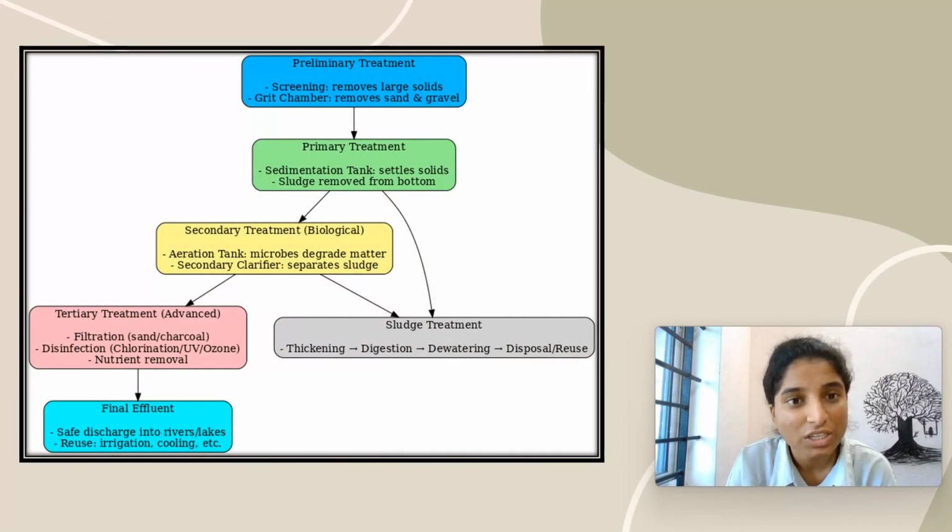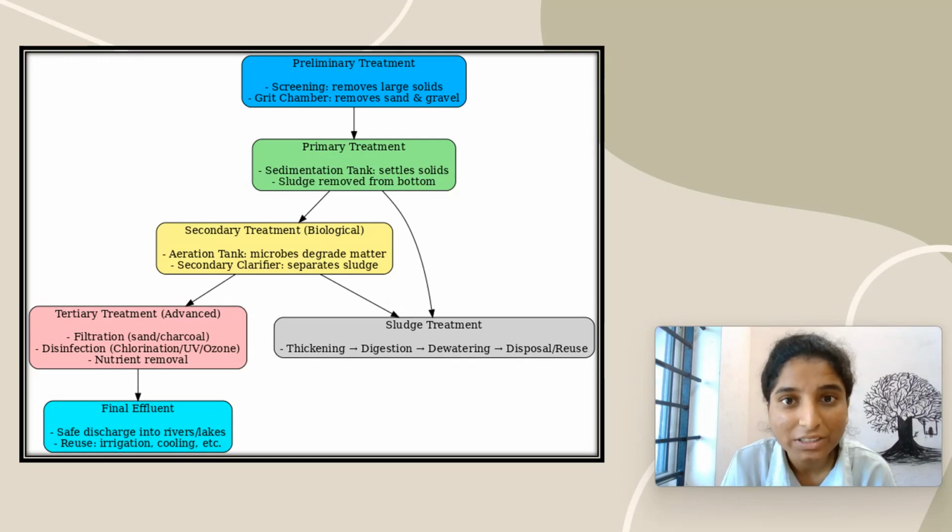And this is a flowchart which explains the various steps involved in the STPs. What does STP mean? STP means sewage treatment plant. Preliminary treatment is the screening. First, it will remove the large sized solids such as plastic cups, plastic bags, and large sized stones, etc.